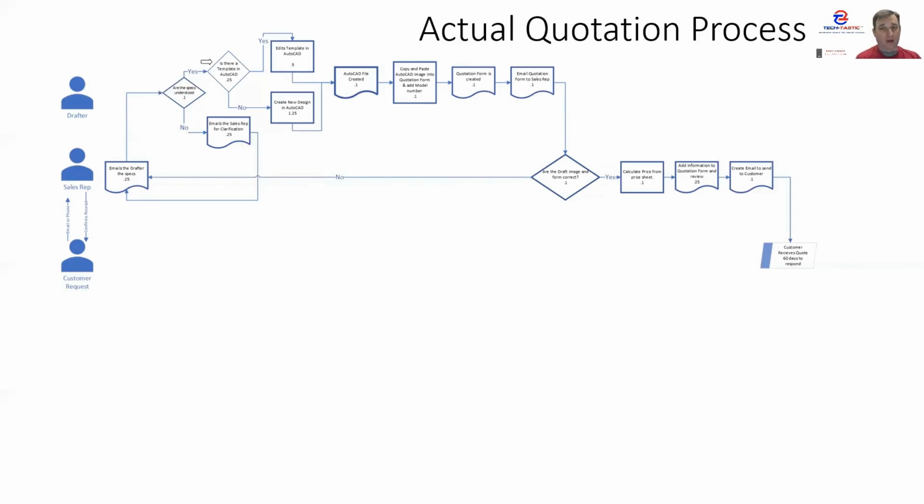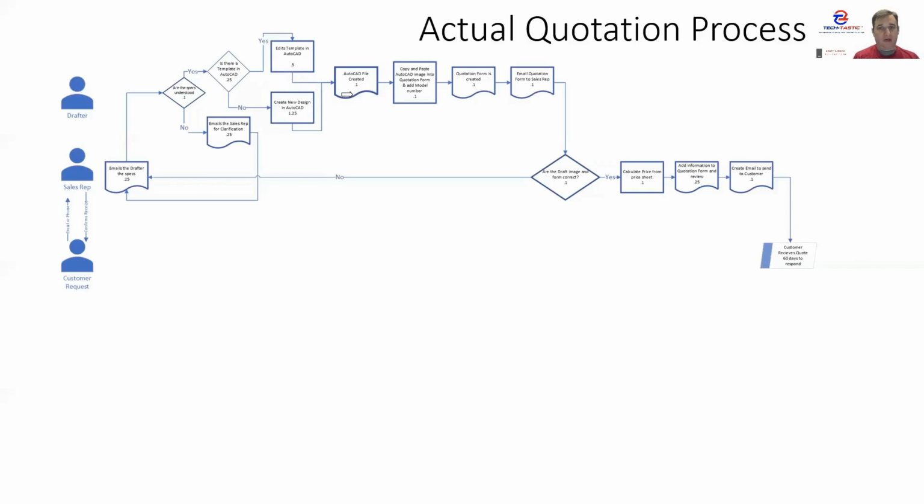If it is well understood, then the drafter is going to check to see, is there a template in AutoCAD for it? Now, they have a lot of standard ones that they do use, but occasionally they do have one that is completely customized and different. So if it's not, they're going to have to create a new design in AutoCAD, which is going to take them 1.25 hours. Now, if they do already have a template in there of one that they've done before, or that's very similar, it just needs a couple of adjustments, they'll make those adjustments. It takes them about a half hour to do it.